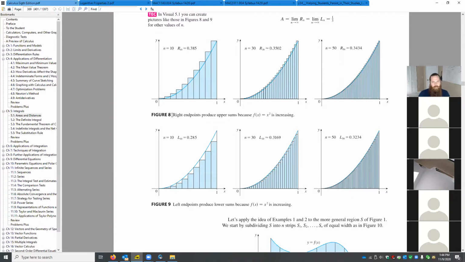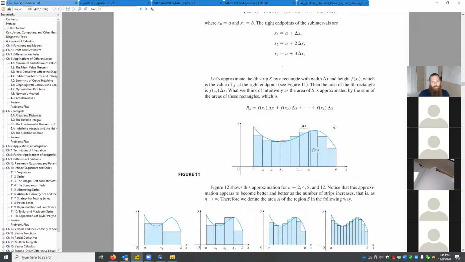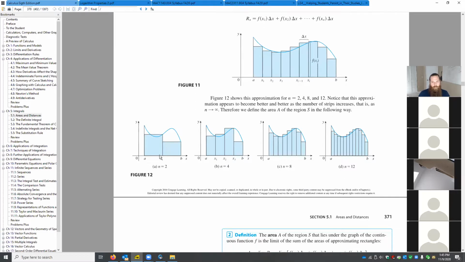And the conclusion that they draw here is that right endpoints will always overestimate because this is an increasing function, and left endpoints will always underestimate because this is an increasing function. That's true in general. And the way they attack this in general is the way I've described. Nothing magic. As you use more and more rectangles, your area gets better and better.